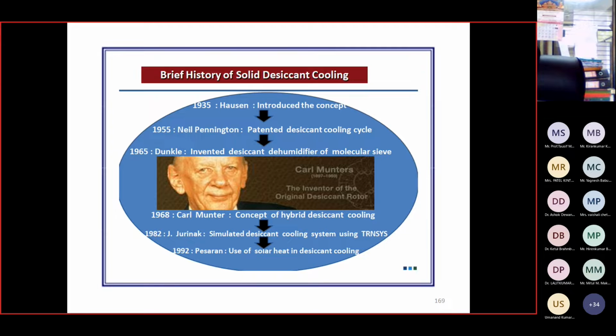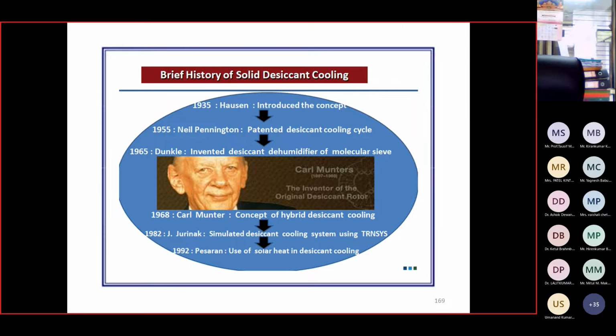Okay, thank you. Now the brief history of solid desiccant cooling. Initially the idea of this kind of dehumidification was given by Hossain in 1935. It gave only a theoretical concept. Then in 1955, Pennington patented the first desiccant cooling cycle, in a very primary form.